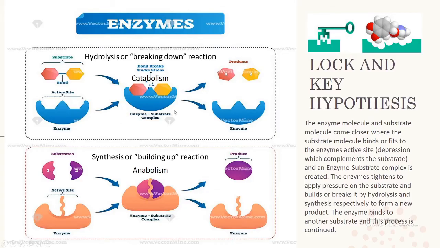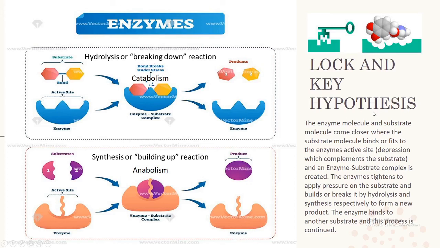Now see over here, before going into the lock and key hypothesis, this is the shape of an enzyme and this is the substrate. Now this is the active site, this is the depression, and you can see this matches the molecule, which means if another molecule comes to this, it cannot be catalyzed or hydrolyzed. It can only catalyze its own substrate, because it will perfectly fit into it. Now when it perfectly fits into it, it breaks it down.